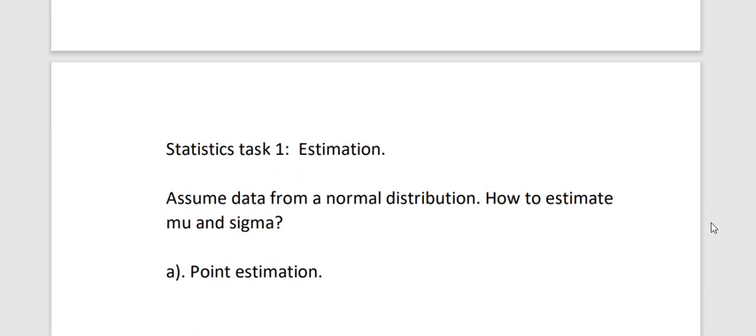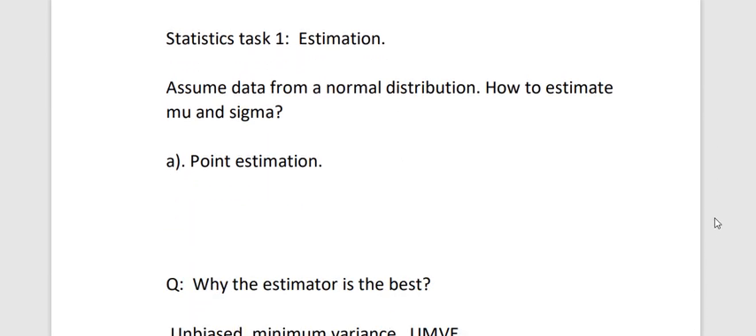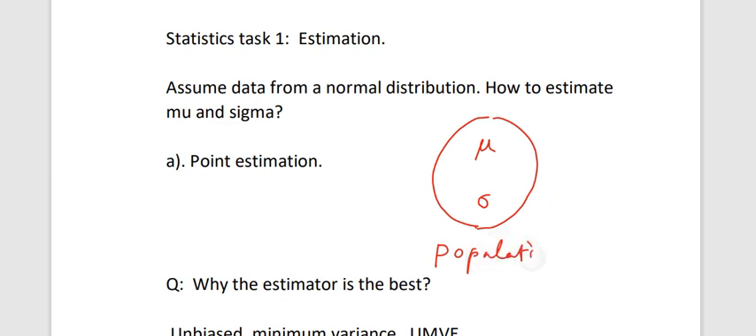Okay, so now we go to statistics. The first task in statistics is estimation, right? Let's say for this population, we have a population average. Population means we have many people. We cannot check them all, or the data is really large.